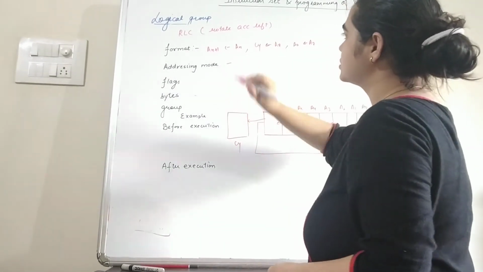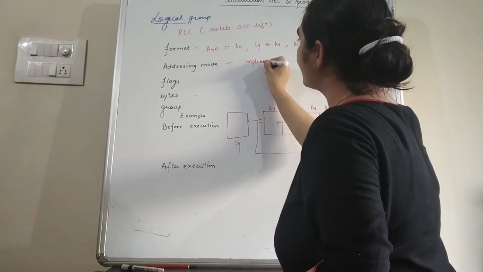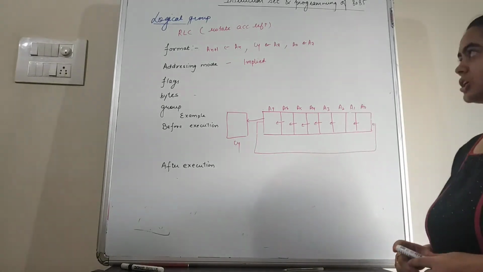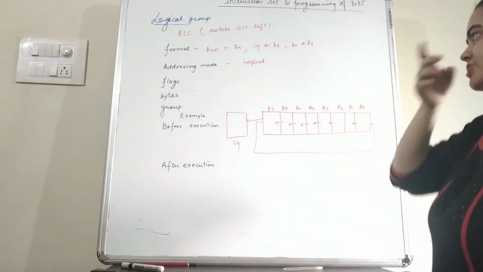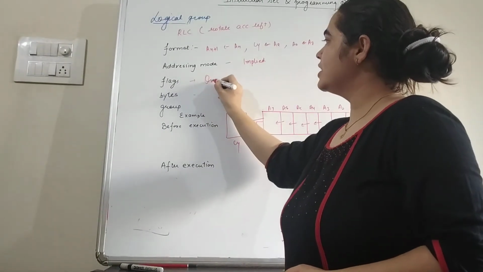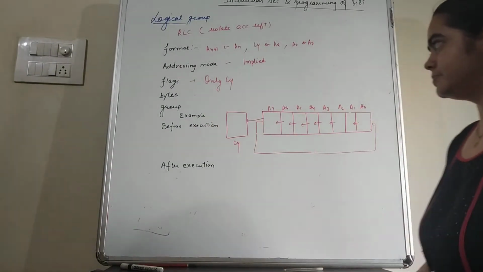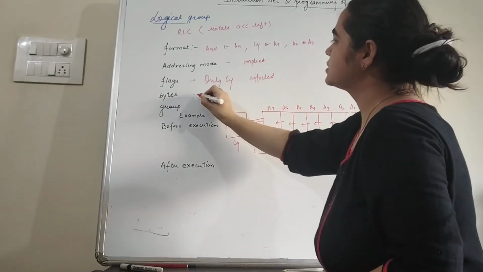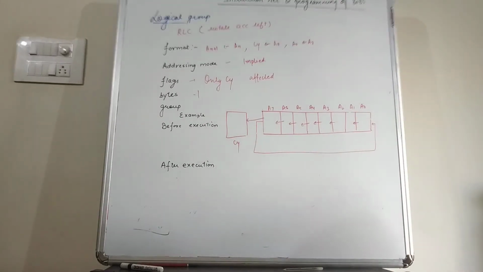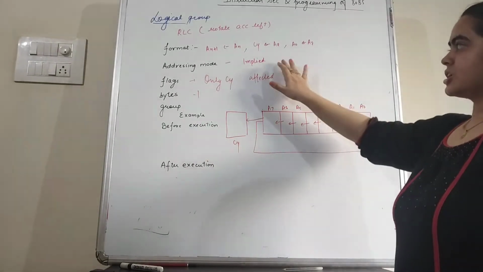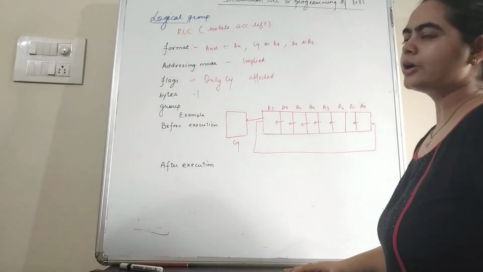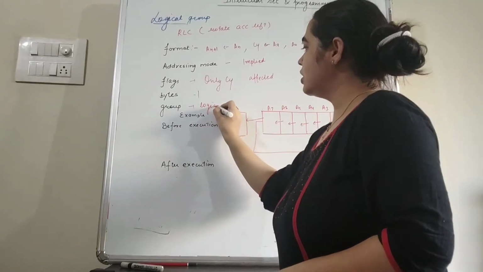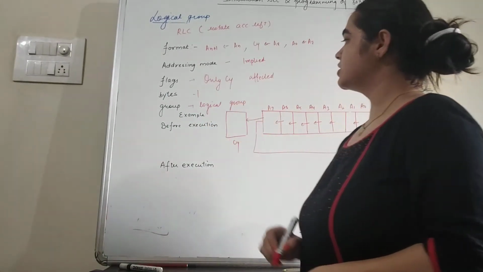Now the addressing mode. Students, this is the implied or implicit addressing mode, because no data or memory location is present in the instruction. In this case only the carry flag is affected. Only the carry flag is affected. How many bytes will be occupied by this instruction? Only 1, because in the case of implied addressing mode, all the instructions that come under this category occupy only 1 byte of memory. Next is the group. This comes under the logical group.